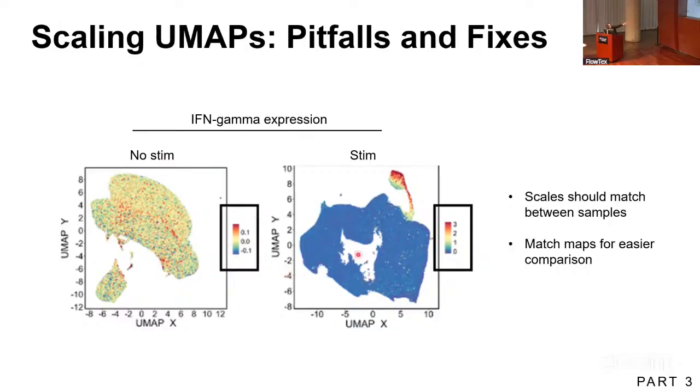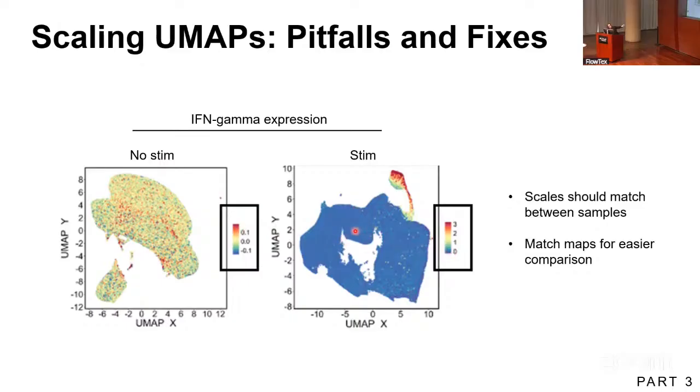But the other thing is this is extremely misleading. To scale, first of all, you have to scale all your samples the same way. Stim and no stim, condition 1, condition 2, they've got to be scaled the same way, especially within an experiment where the scales should be absolutely the same. And second of all, you can see how you can use scales to mislead. In the no stim, it looks here like there's actually interferon gamma expression in these red areas, but there is no interferon gamma expression. The red here is 0.1, which corresponds to the blue area here.